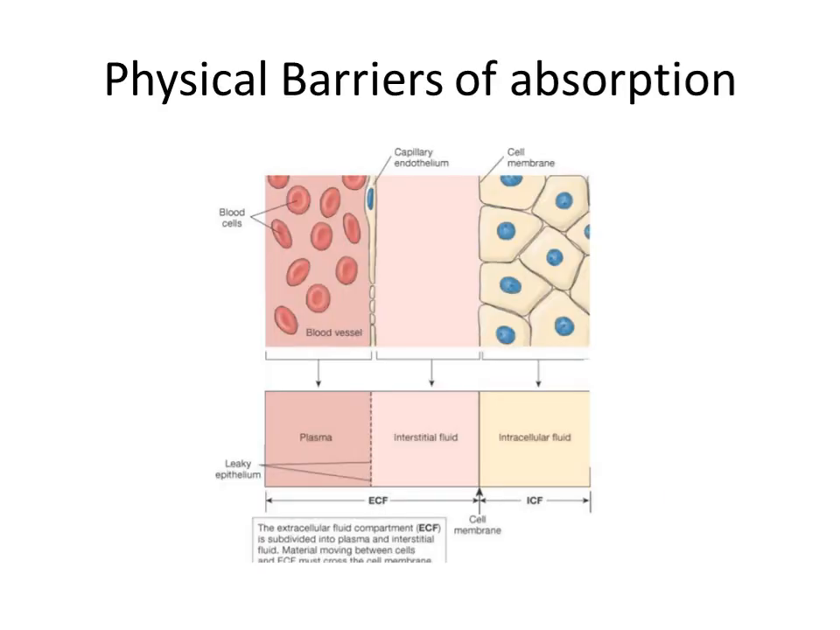So the physical barrier of absorption basically includes the plasma, the interstitium, and the intracellular fluid. From the blood via the capillary, it enters the interstitial fluid, and from the interstitial fluid, it goes into the intracellular fluid, where it has its target site. The interstitial fluid and the plasma form the extracellular fluid, and within the cell, the cytoplasm is called the intracellular fluid.